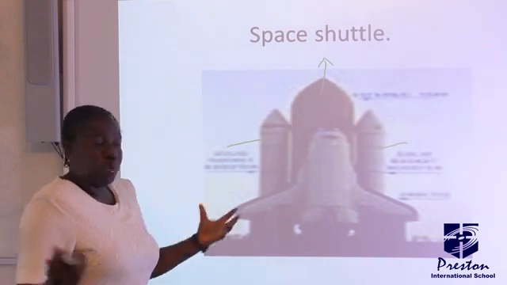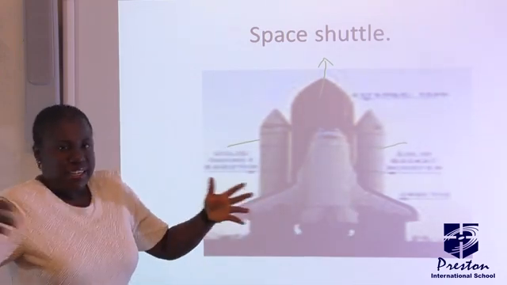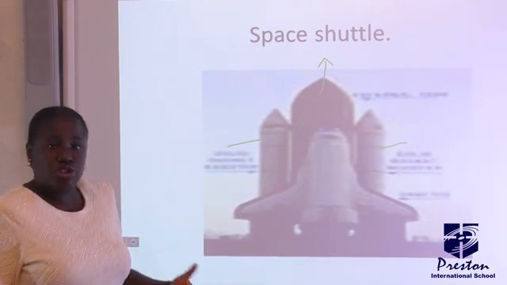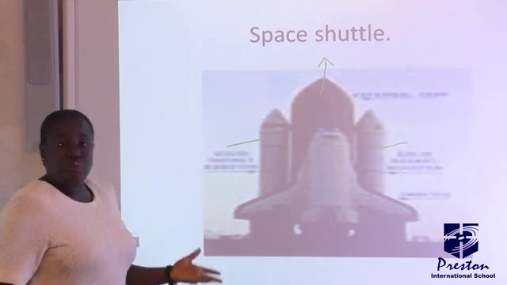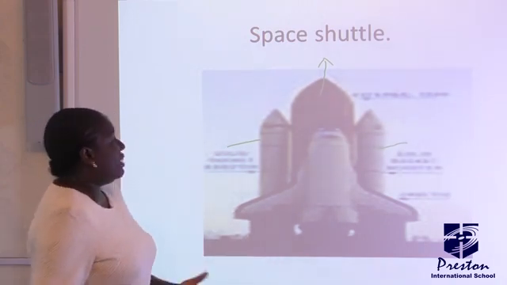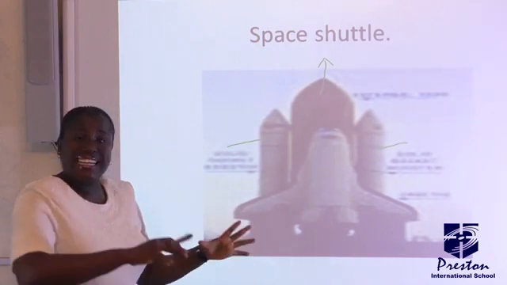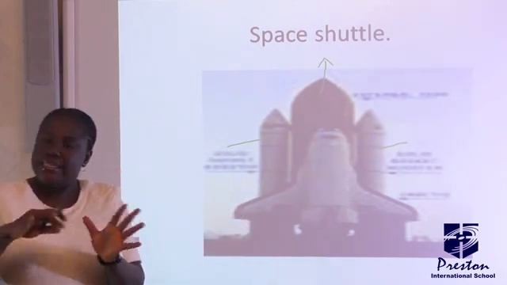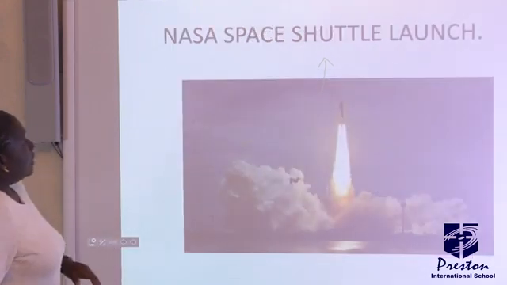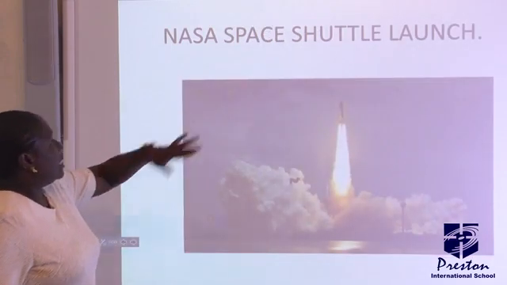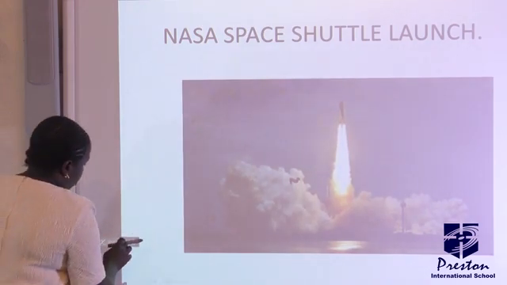Now, once this is blasted off, what do we have? This remnant now will fall back. Most times it falls back into the ocean. It can be retrieved and it can be reused. Then we have the external fuel tank. Now, after the blasting off of the orbiter, what happens? The external fuel tank falls off again. It can crash, it can get burned. Now, this is a picture of the NASA space shuttle that was launched recently on May 30th, 2020.